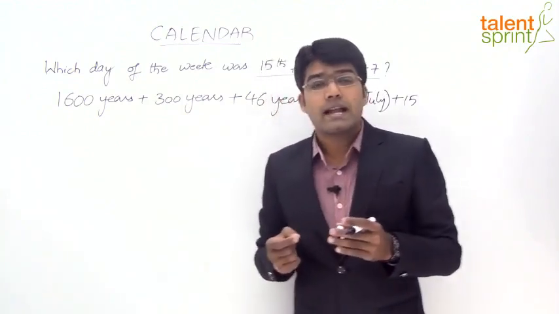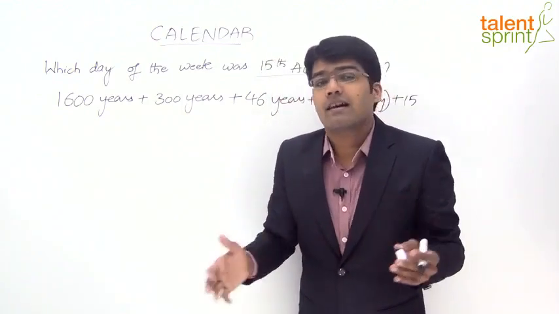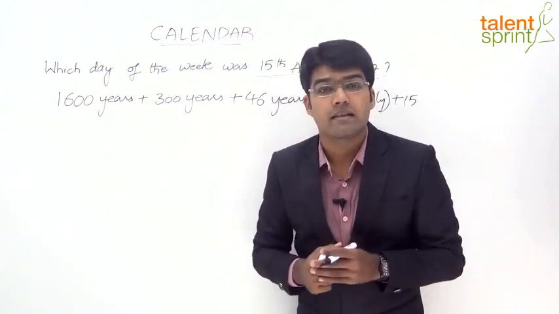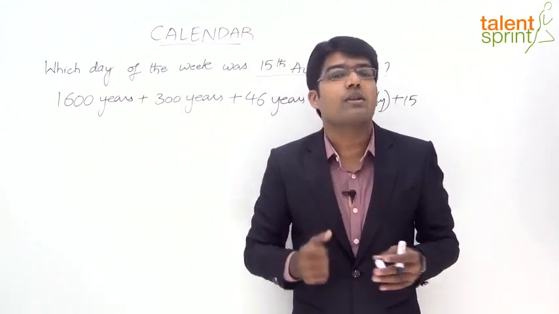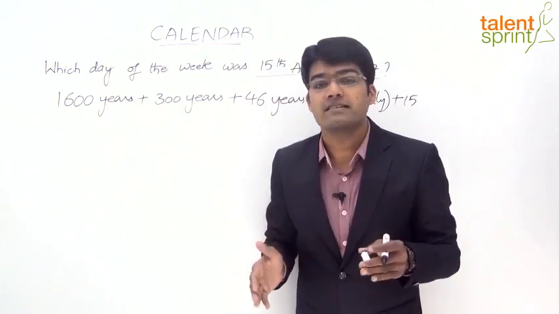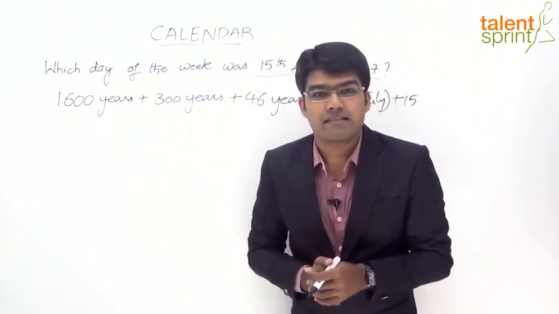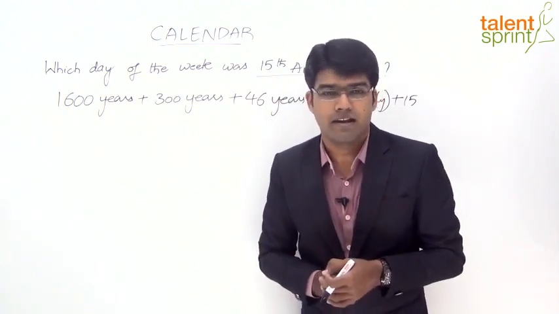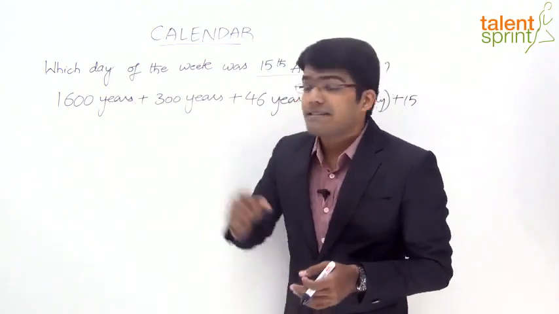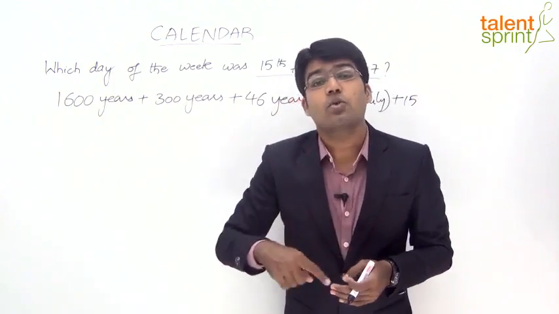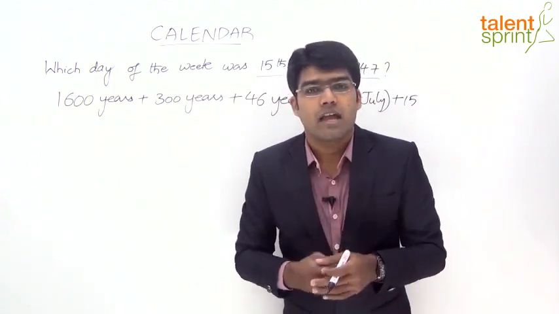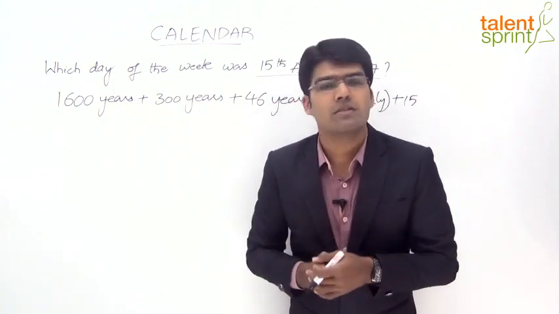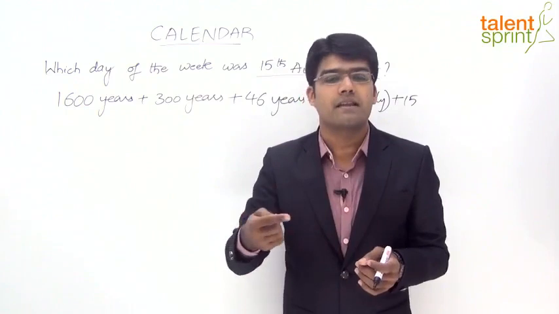We have understood that in 100 years there are 5 odd days. In a period of 200 years, there are 3 odd days. In a period of 300 years, there is only 1 odd day. And in 400 years, there are 0 odd days. That means every 400 years, the number of odd days would be 0, right? Now that we have taken 1600 years, this can be taken as 4 times 400 years. And in 400 years, if there are 0 odd days, in 4 times 400 years also there would be 0 odd days. Basically the cycle repeats itself, right?